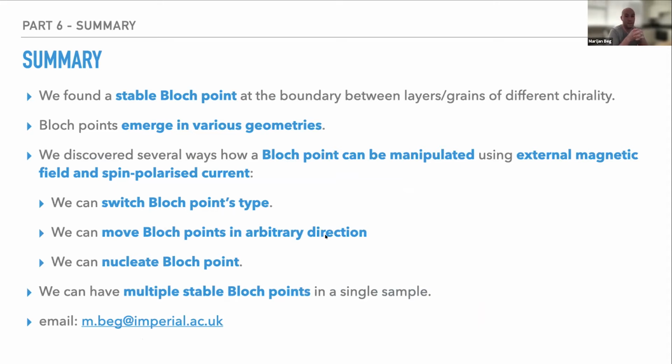We found that Bloch points not only emerge in the nanodisks, they also emerge in various different geometries. Bloch points can be manipulated using external magnetic fields and spin polarized currents. In particular, we found that we can switch Bloch point type, we can move them in an arbitrary direction, and we can nucleate them on demand. And not only that, we can also have multiple stable Bloch points in the sample.